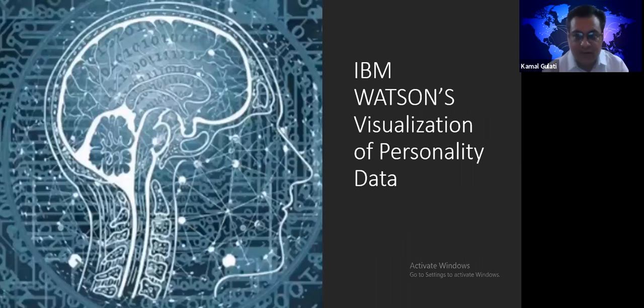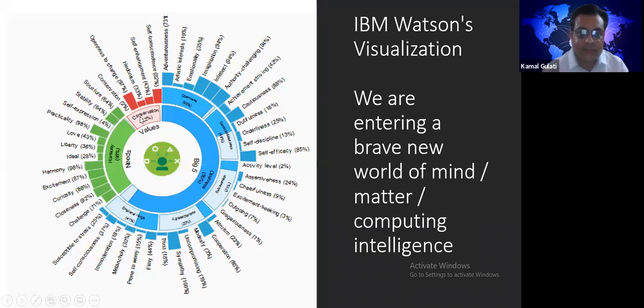So IBM Watson, as I was saying before, basically visualizes our personality data entirely based on these factors. There are around 64 factors, frankly speaking, which we also don't know. We call it dark data. I may be using some IT jargon, but we need to understand what is big data, what is small data, what is dark data.